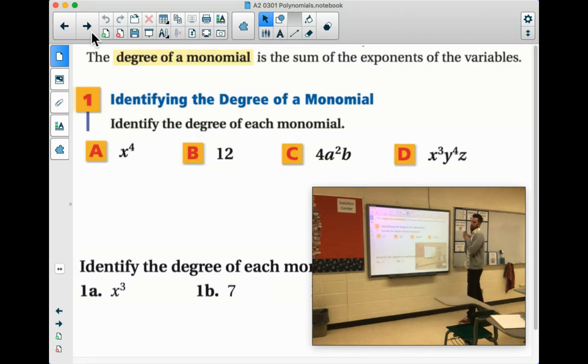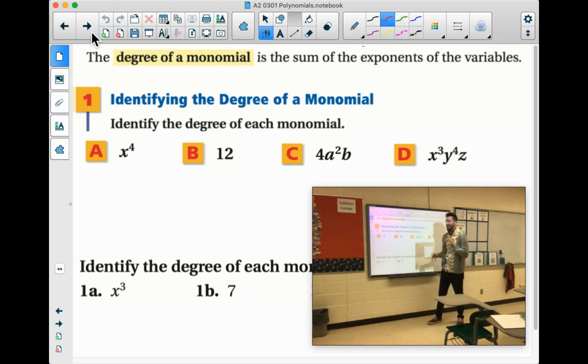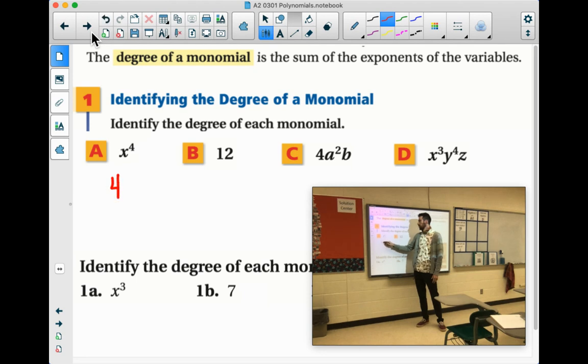So the degree of a polynomial, this is the easiest part. Degree is when you take the exponents of the variables, the highest variable in the bunch, and you add up the exponents of that monomial. So x to the fourth, that's the only variable, and the exponent is 4, so we would say that's fourth degree. Okay? So 12, if you look for variables, letters, right? 12 doesn't have anything. So that's the 0th degree.